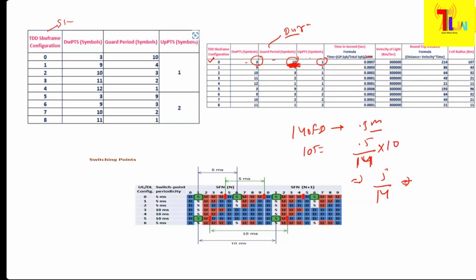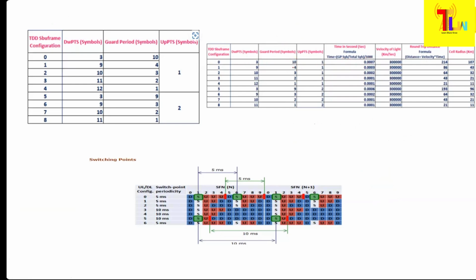That's why guard period symbols divided by total symbols. So guard period symbol is 10, divided by total symbol 14. Let me calculate again, that will be much easier. So it will be something like 0.0007. This is the time. This much time this guard period is taking.